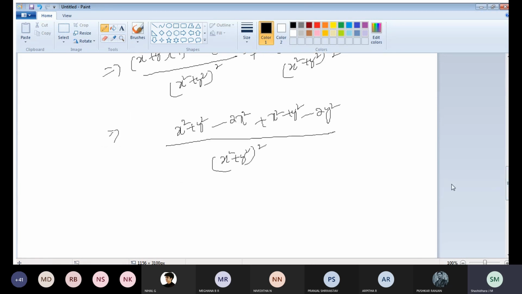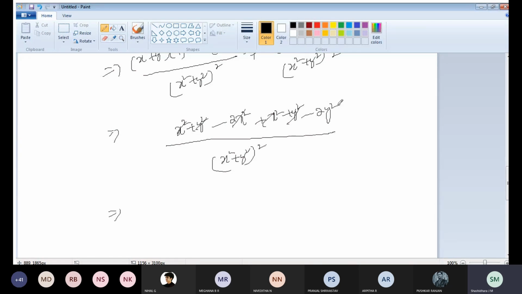So that's what I have written. I'm merging those two terms in the numerator. So finally you will get x square minus 2x square plus x square. So x square plus x square is 2x square, minus 2x square; y square plus y square is 2y square, minus 2y square, is 0. So 0 by anything equals 0.